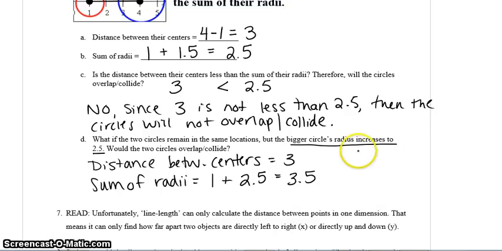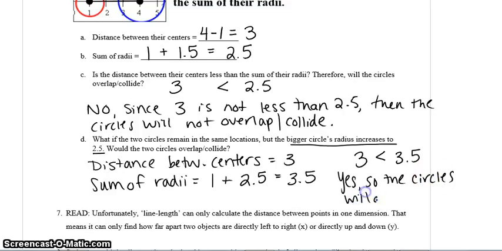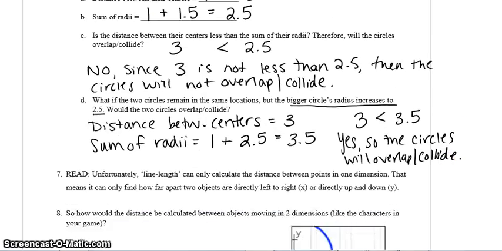So now, is the distance between their centers less than the sum of their radii? This time is 3 less than 3.5? Yes, so the circles this time will collide or overlap. So the computer would detect a collision since one of the characters or one of the circles is larger.